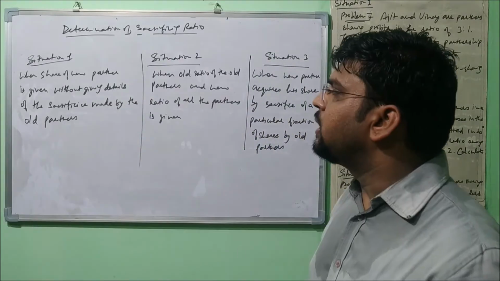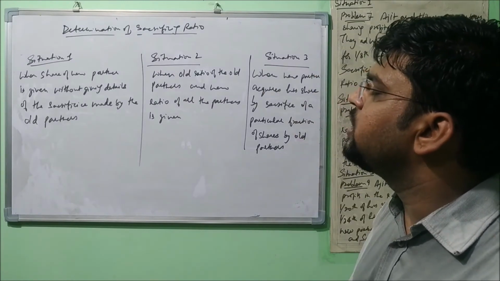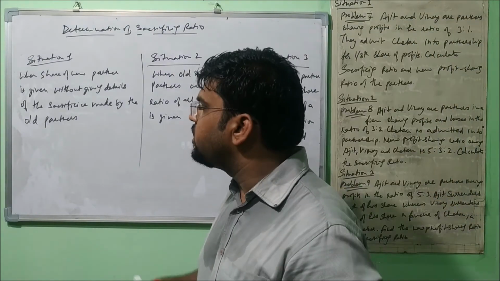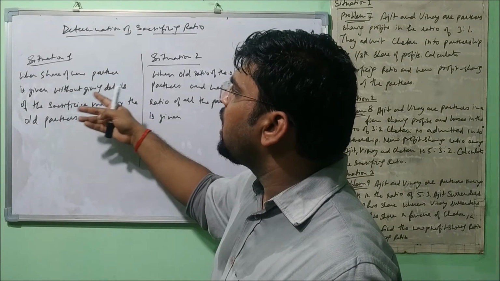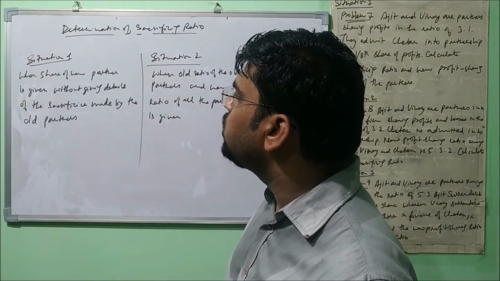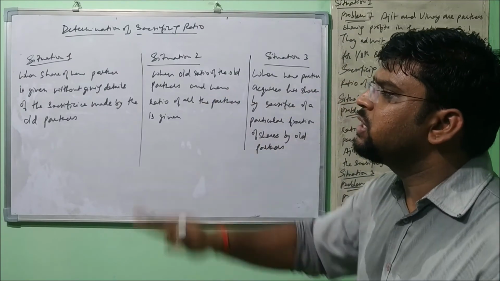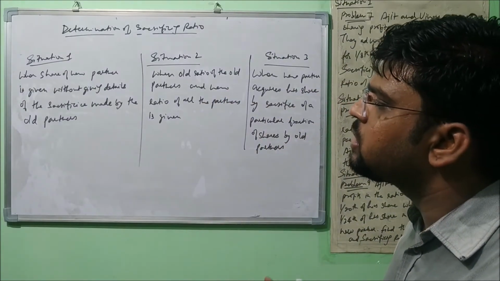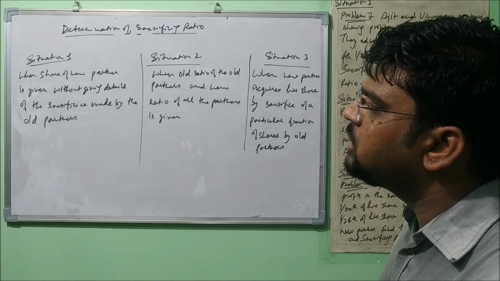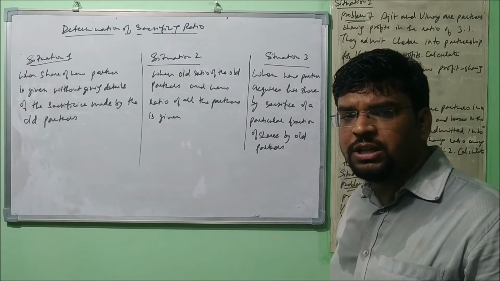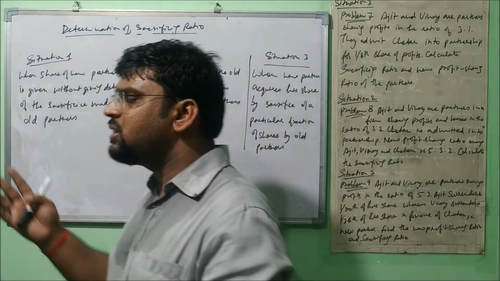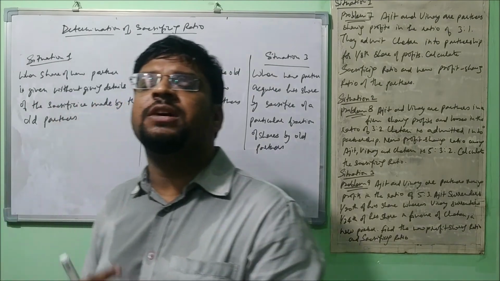Related to the calculation of this sacrificing ratio, we have 3 situations. I'll just read them out. One: the share of the new partner is given in the question without giving details of the sacrifice made by the old partners. So the new partner's share is given, but the details related to the old partners' sacrifice are not given. In that case we consider that they must have sacrificed in the old profit sharing ratio.